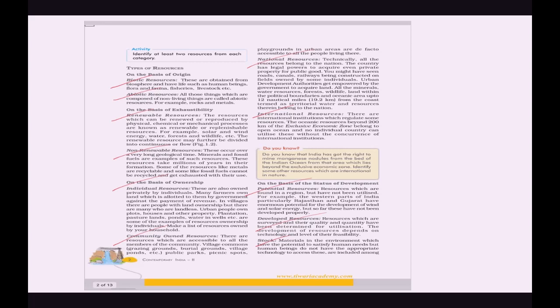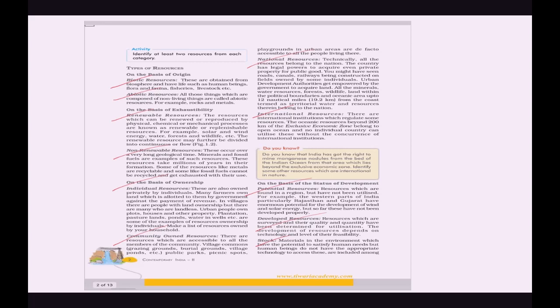But the resources which are available from 19.2 to 200 kilometers, if we talk about India, can be used by India after taking the prior proper permissions. We can use those resources. Means the resources which are within 19.2 kilometers belong to India only. We can use them, we don't need any permission, we own them under national resources.